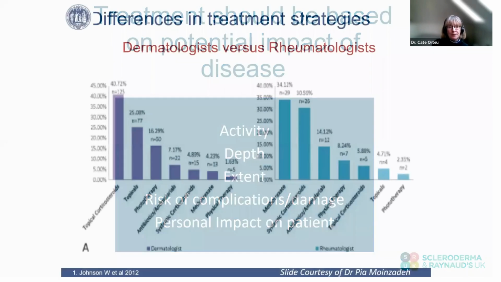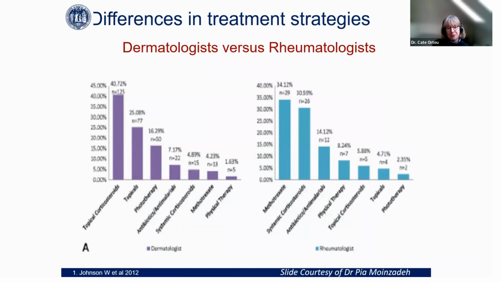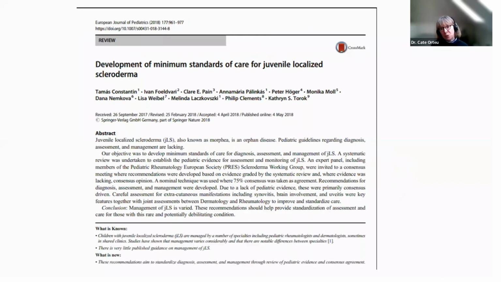This is a slide from a study that was published in 2012 from the US. And this just showed that if you saw a dermatologist, you were much more likely to be treated with topical steroids than if you saw a rheumatologist first off. If you saw a rheumatologist, you were much more likely to be treated with systemic, i.e. intravenous steroids and methotrexate. So this is clearly not ideal, and despite quite a lot of teaching and increasing awareness, there was another study in 2018 which showed very similar things. So it shouldn't depend on who you see as to what sort of treatment you get.